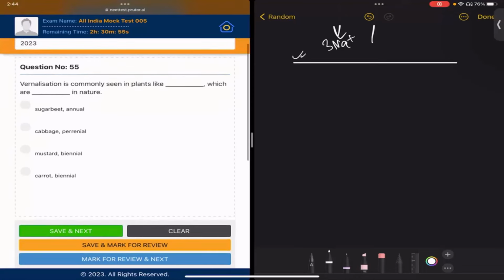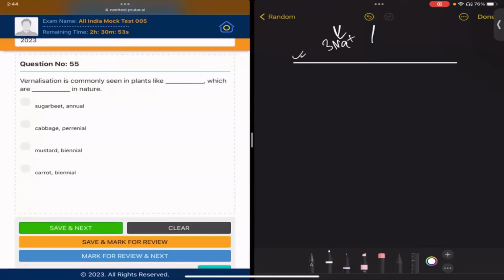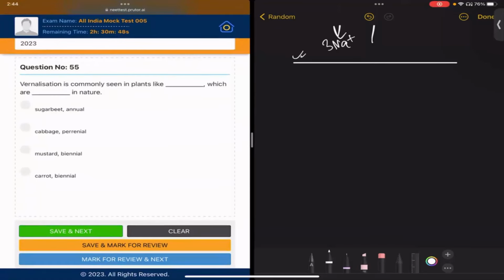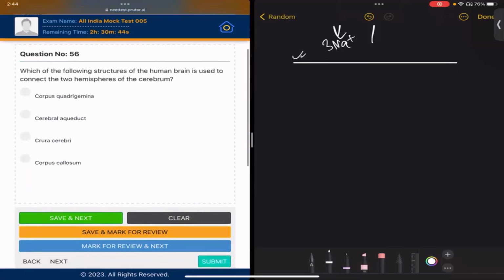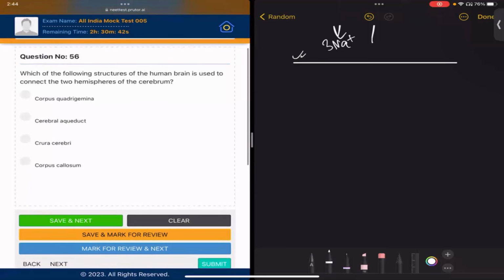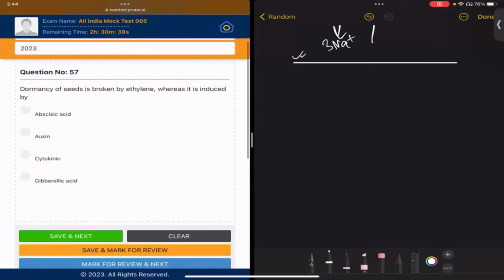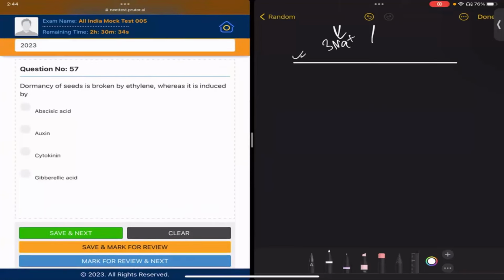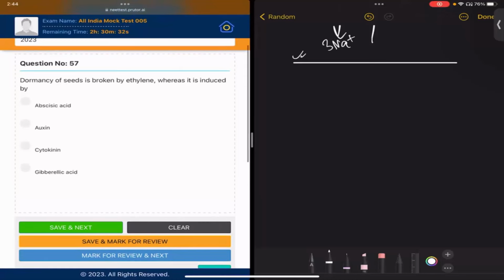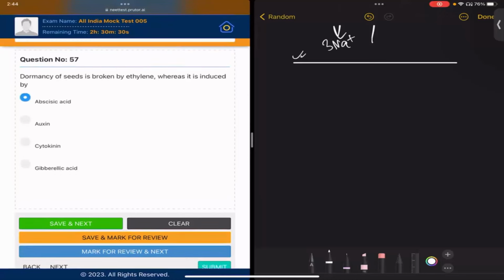Vernalization is commonly seen in plants like biennial plants में दिखता है हमको generally. Carrot होता है, सही है. Which of the following structures of human brain is used to connect the two hemispheres? Corpus callosum. A dormancy of seed is broken by ethylene, whereas it is induced by... induce कौन करता है? Okay. Induce करेगा ABA. Dormancy ABA.